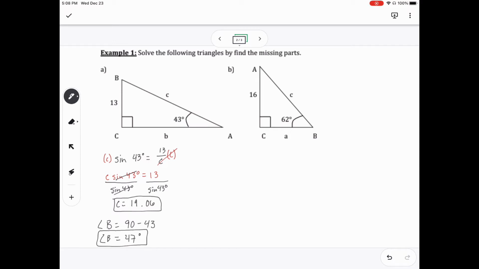Here, because I have the opposite side of the angle of 43 and B, let's use tangent. So tangent of 43 degrees equals 13 over B. Multiply both sides by B to get out of the denominator. And then from there, I will divide both sides by tangent of 43 degrees to get B by itself. This gives me B, which equals 13.94.